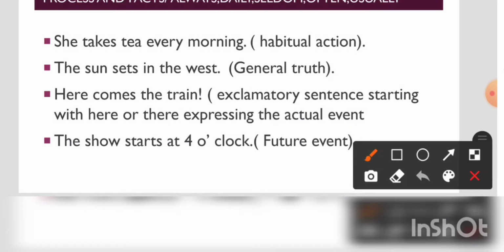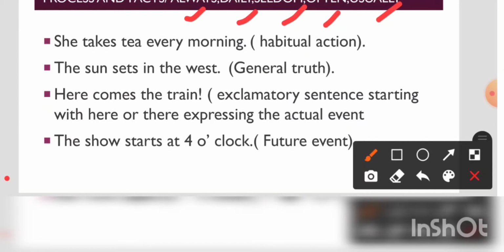There are some time expressions, keywords, which also help us to tell about the tense. Always, daily, seldom, often, usually. I always speak the truth. They play in the garden daily. They seldom tell a lie. I often get late for school. I usually do my work on my own. So we can use these time expressions also.